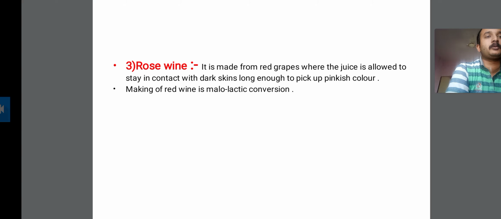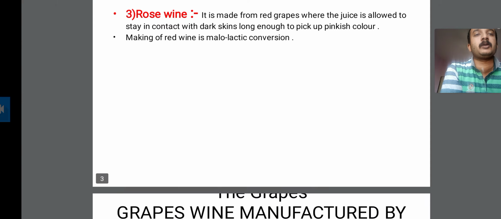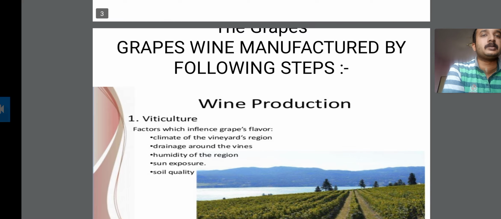And this is rose wine. In the making of red wine, the process is called malolactic conversion. This is all about the manufacturing of alcoholic beverages.